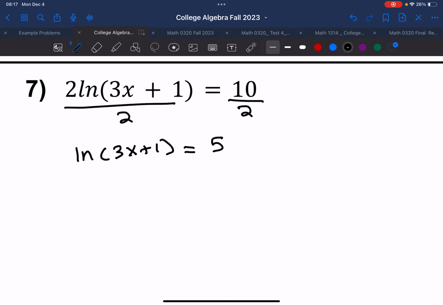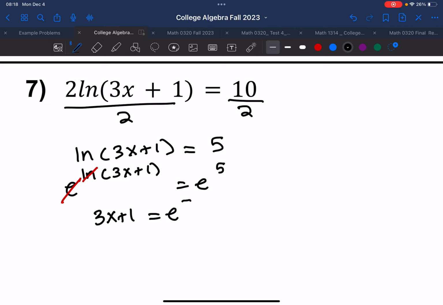Now that my natural log is by itself, there's nothing in front of it, I'm going to take the e of both sides. So I have e to the power of natural log 3x plus 1 is equal to e to the 5th. Remember that e value cancels with the natural log, and I bring everything else down. So now I have 3x plus 1 is equal to e to the 5th power. And I'm solving for my variable just like I did in every other problem. This one just has a couple extra steps.